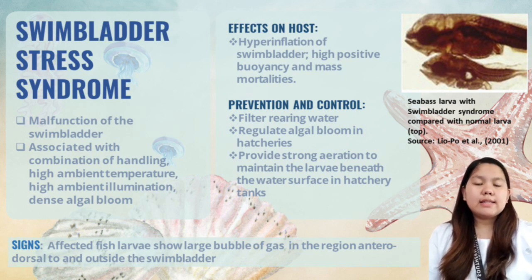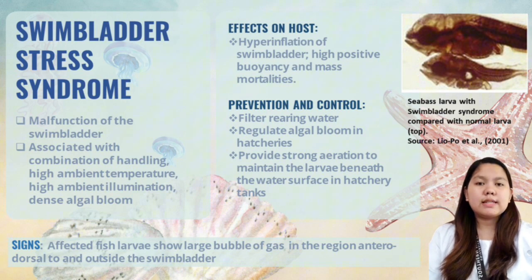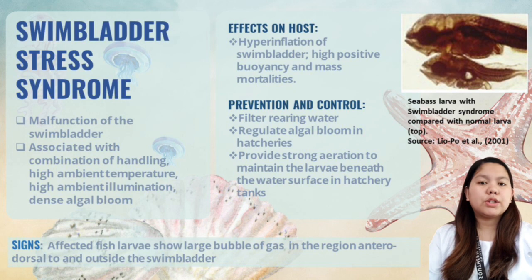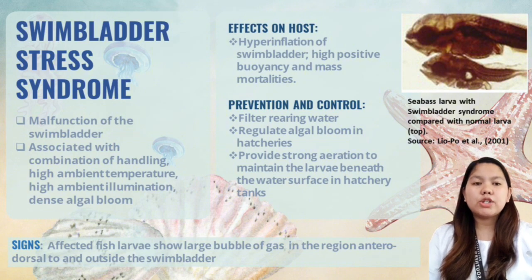The clinical signs involved with this disease show that affected fish larvae have a large bubble of gas in the region anterodorsal to and outside the swim bladder. For the prevention and control, we should always filter our rearing water, regulate algal blooms in hatcheries, and provide strong aeration to maintain the larvae beneath the water surfaces in hatchery tanks.